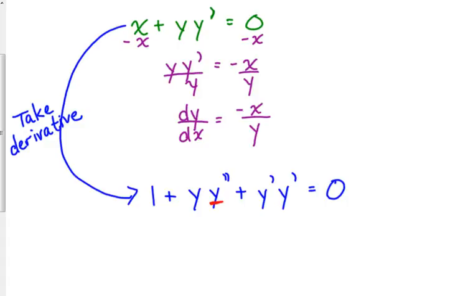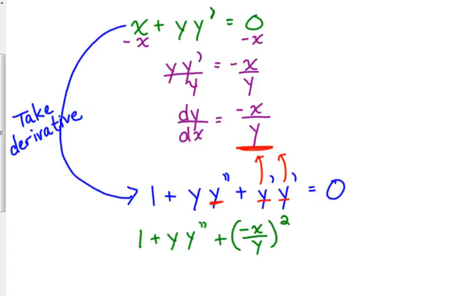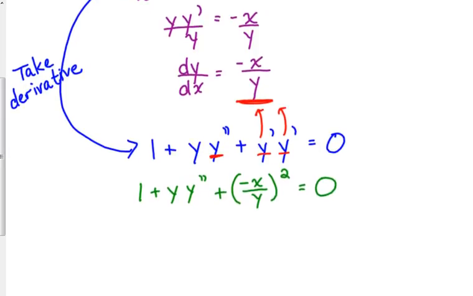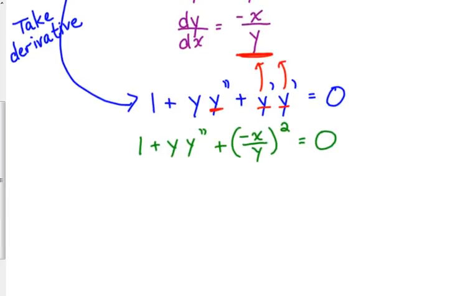So first of all, I'm going to substitute for these y primes because I know from the previous step that y prime is equal to negative x over y. So I'm going to substitute that. I'm going to keep all my other stuff for the moment. Since I'm multiplying it by itself, I'm just going to write that squared, because it's y prime times y prime. Or you could write negative x over y times negative x over y. You have a little bit of a choice there.